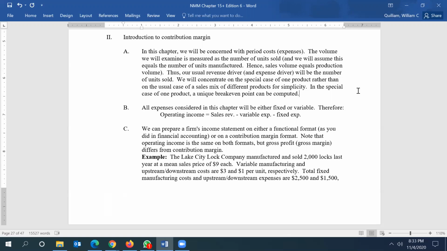So here's another good benefit of this. In the case of one product, a unique break-even point can be computed. So I definitely want to be able to do that. Now, in B, I'm going to go back to considering how all expenses are considered in this chapter.